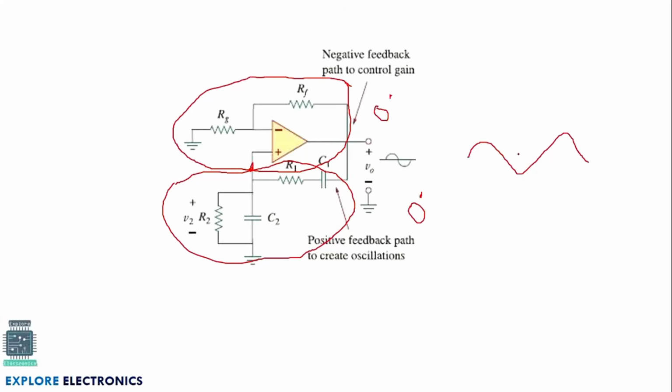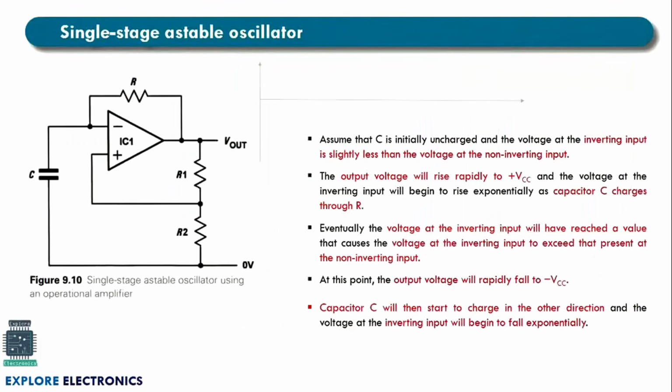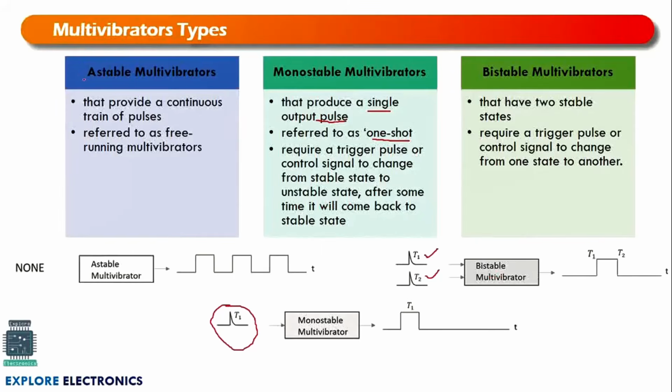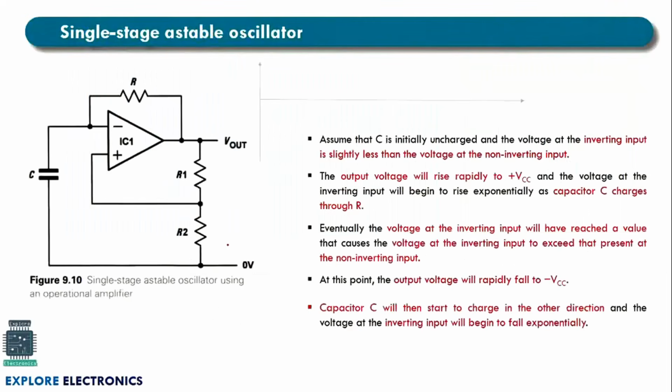circuit. Now let us go to the next topic, that is the single stage astable oscillator. Astable means, as we said in the previous topic, it will produce a continuous square wave. Now let us understand how this circuit works.